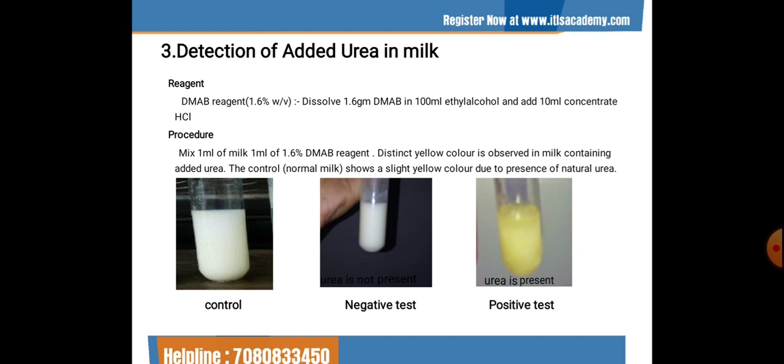The control normal milk shows a slight yellow color due to the presence of natural urea. The milk shows a negative test if it appears in light color or white color, and if it appears in yellow color it shows the positive test for urea.